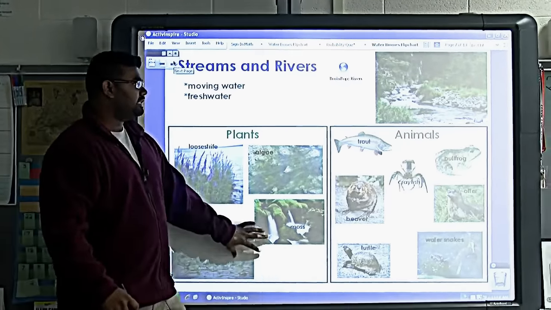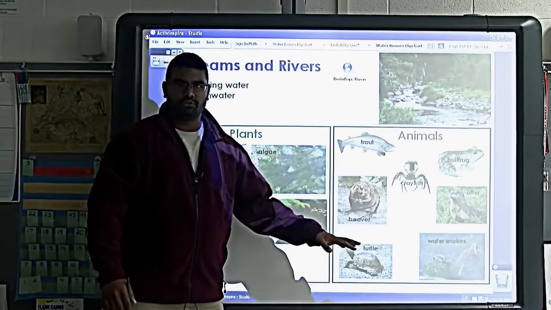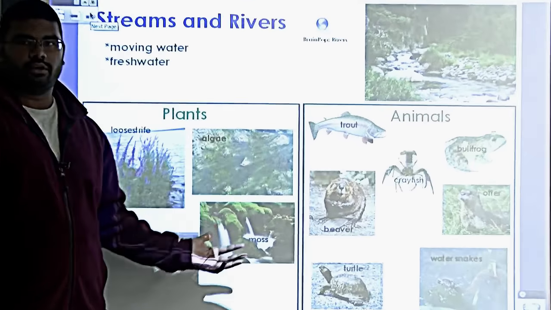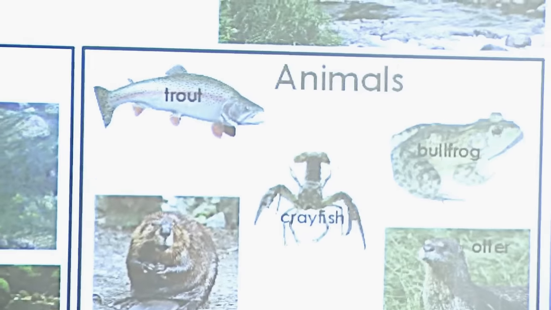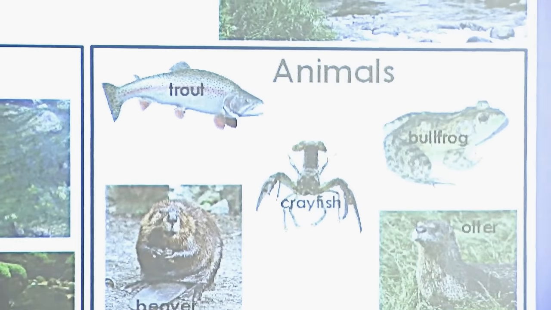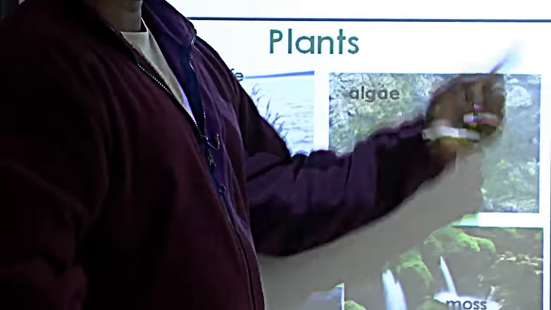We could talk about the plants and the animals. And again, these aren't cartoonish pictures. These are real pictures that we can pull from the internet and we can embed onto a flip chart and get a good idea of what kinds of plants and animals we see in streams and rivers.